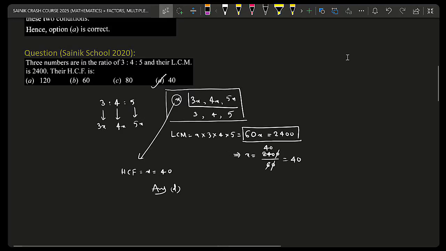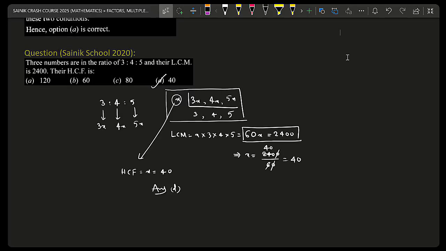Surya, do you have any doubt in this question? Sir, yes. Tell me. Sir, can we do 2400 divided by 3 into 4 into 5 also? Yeah, good answer. You can do like that. You can remember this as a shortcut. Divide the whole number by the product of 3, 4, 5, but only when the ratio is in the simplest form. If the ratio is not in the simplest form, you'll get a wrong answer.